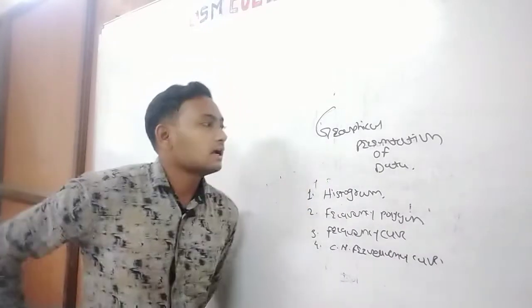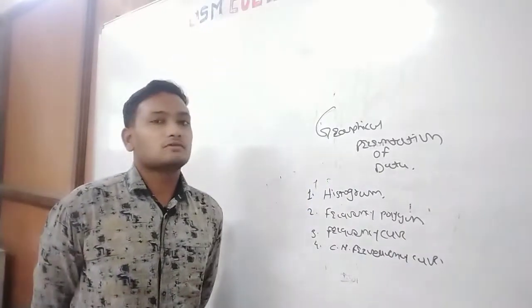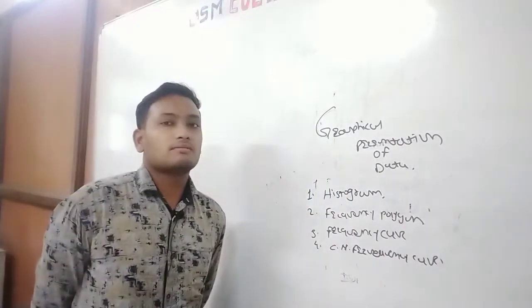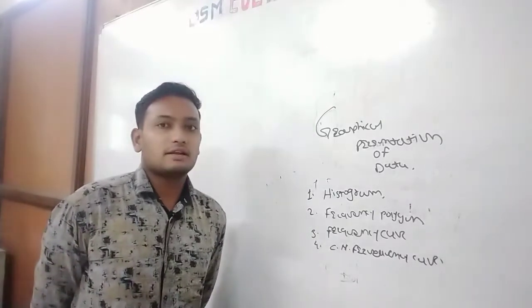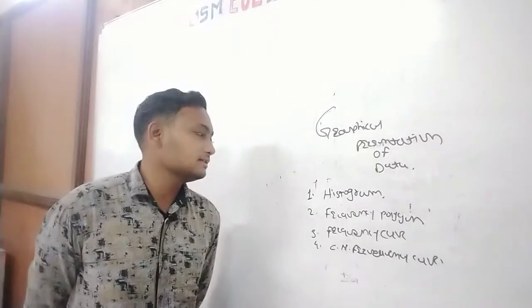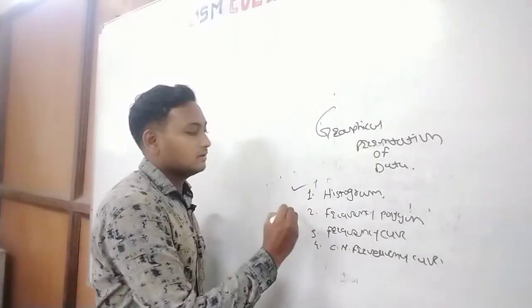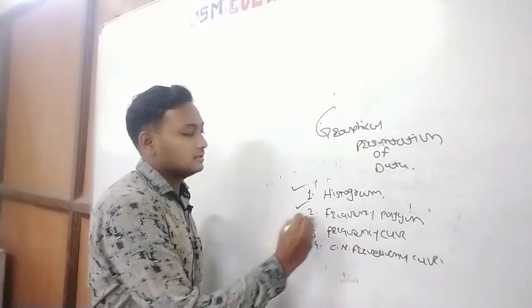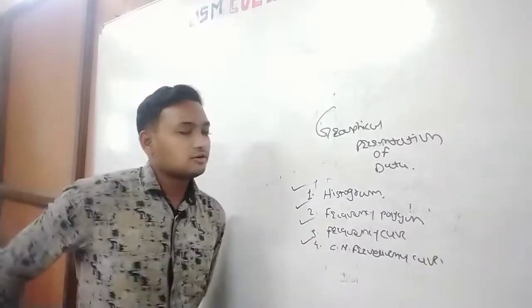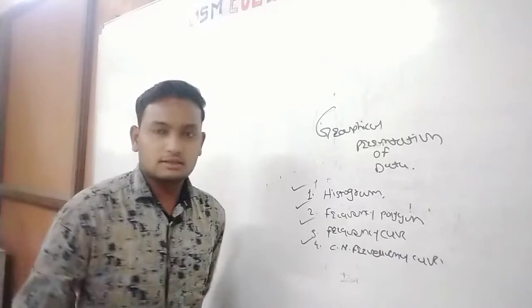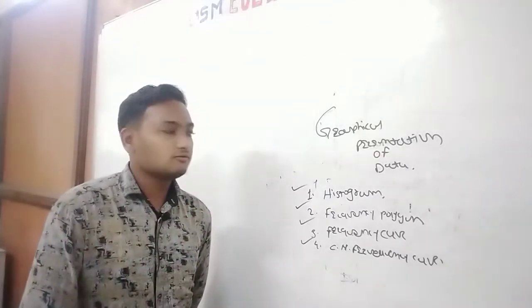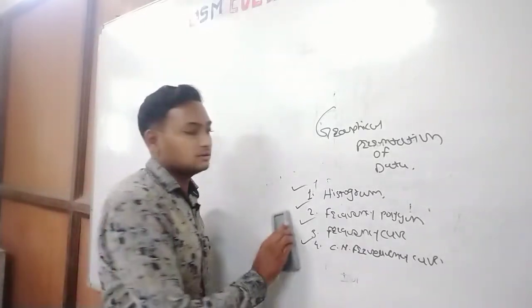So for data presented in the form of a graph, there are mainly four graphs used for presenting the data: the histogram, the frequency polygon, the frequency curve, and lastly the cumulative frequency curve. In today's lecture we are discussing all four methods related to the graphical presentation of data.